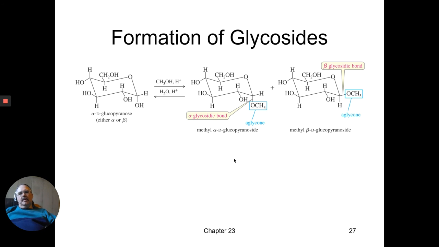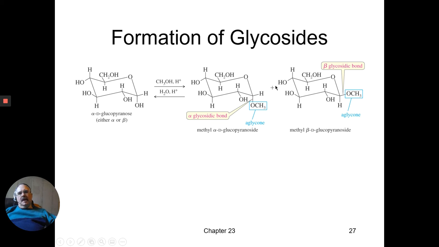Okay, so to form a glucoside, if we start out with, for example, alpha-D-glucopyranose, this could be either alpha or beta. Using methanol and an acid catalyst, we can produce the methyl ether at the anomeric carbon. And this is called an aglycone. So here is the alpha form, and this is the beta form.